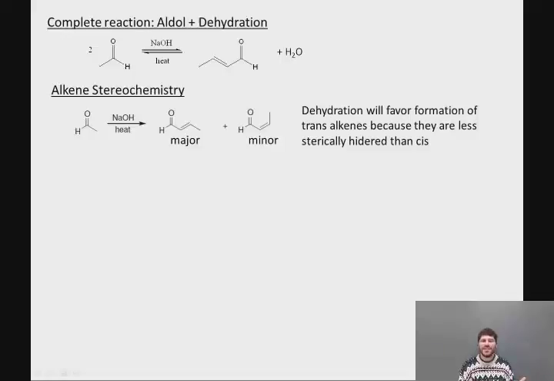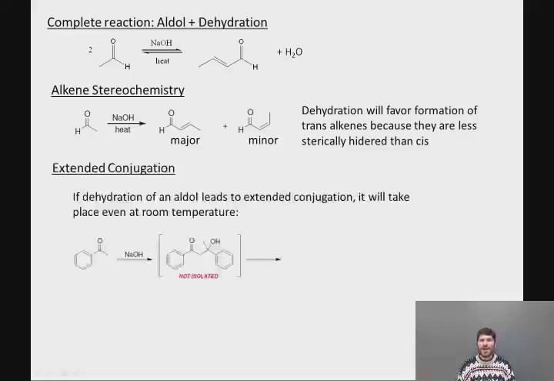than cis alkenes. In the cis case, you can see how that methyl group is getting close to the carbonyl group, and in the trans, everything can get out of each other's way. So therefore, the trans alkene is going to be the major product, and the cis alkene is going to be the minor product, and I am okay if you just draw the trans alkene as a product of this reaction.